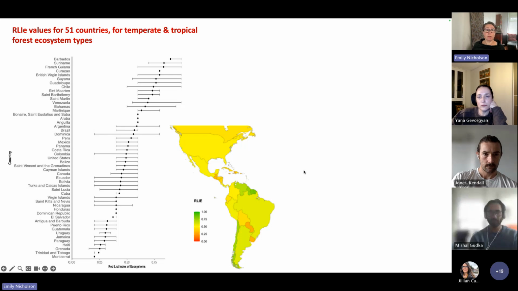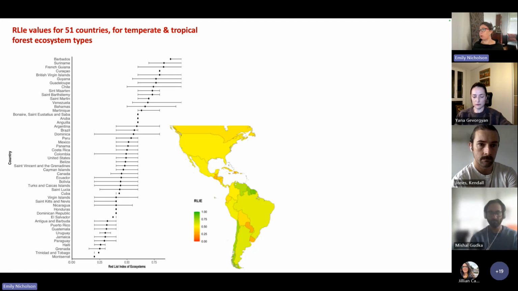We can also use the Red List Index of ecosystems to compare between countries. So here we have a graph showing the data from a continental assessment of the temperate and tropical forests of the Americas. And you can show this graphically, sorry about the quality of the image, it hasn't come out very well, where we have a Red List Index value per country, where the greener countries have fewer threatened forest ecosystem types than the orange.